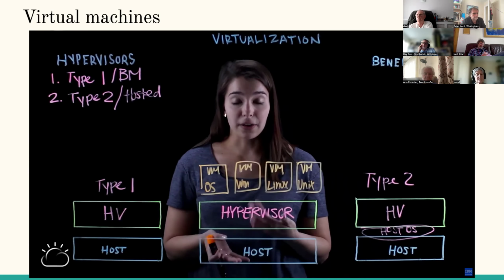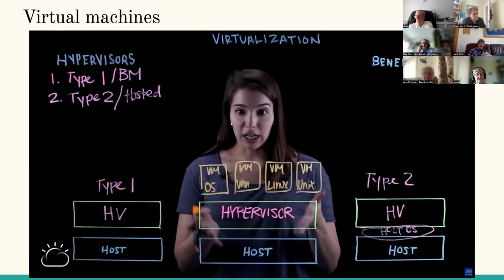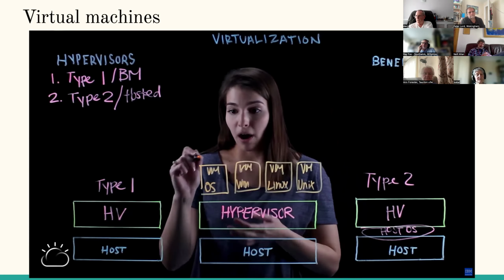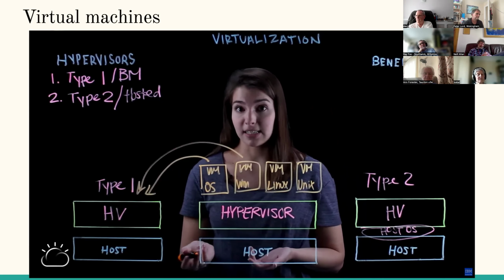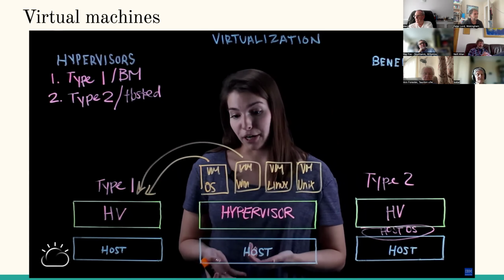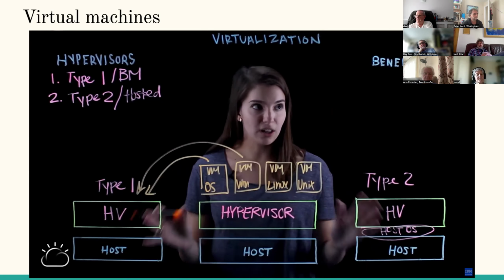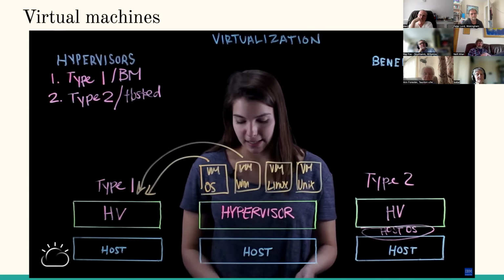And because they're independent, they're also extremely portable. You can move a virtual machine from one hypervisor to another hypervisor on a completely different machine almost instantaneously, which gives you a lot of flexibility and a lot of portability within your environment. So looking at all of this, this is the core of virtualization as a process.